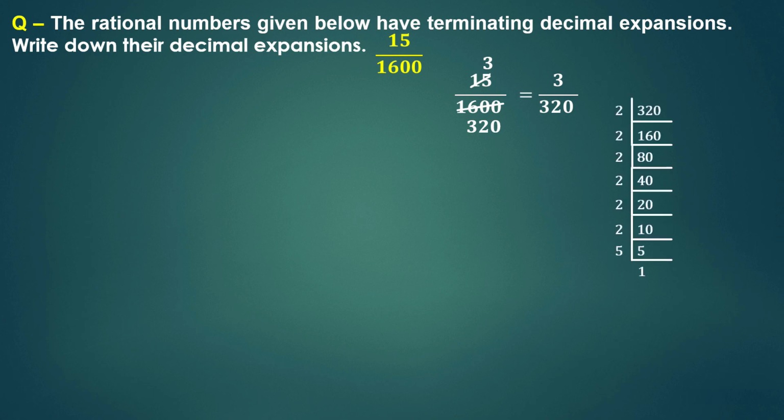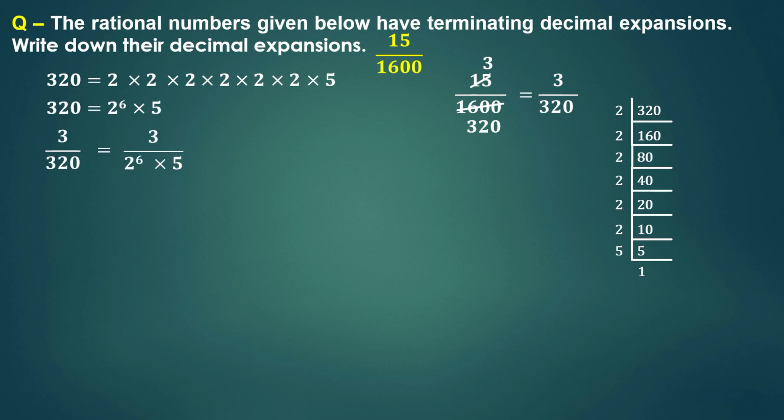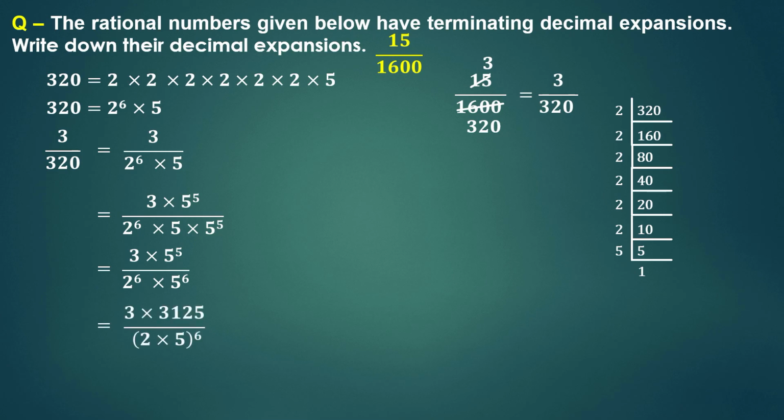Now, 320 can be written as 2 into 2 into 2 into 2 into 2 into 2 into 5. Now, we have to make the powers of 2 and 5 in the denominator equal so that we get a denominator of the form 10 to the power k. So, we will multiply both the numerator and the denominator with 5 to the power 5. This will make the powers of 2 and 5 in the denominator equal. So, we can write the denominator as 2 into 5 whole to the power 6. Lastly, we get 10 to the power 6 in the denominator, which was the required form.